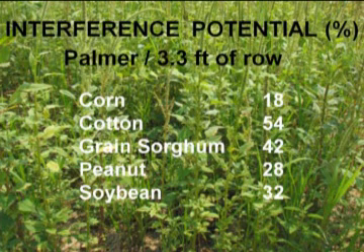Now, looking at the interference potential, in other words, the competition and allelopathy: in cotton, one plant every 3.3 feet, or a meter, causes 54% loss. Corn, only about 18%. So you can see it's very competitive.